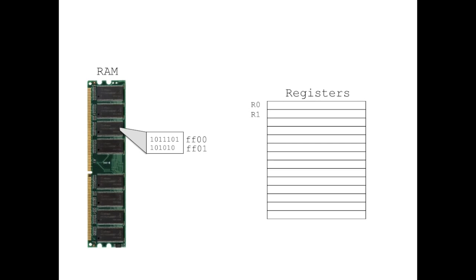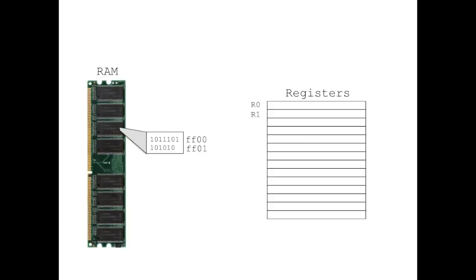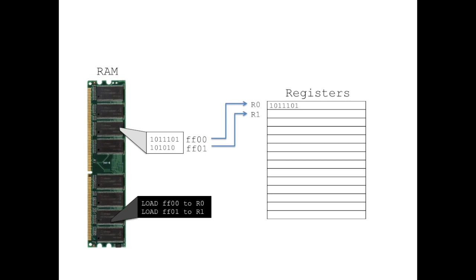So ultimately, to add the numbers, we need them in the registers, right? How would we do that? Let's see if you know. Question 5. How do we tell the computer to move the numbers from RAM to the registers? The load instruction is how we do it. So we tell the computer to move the numbers from memory to the registers by two load instructions. So the 93 in FF00 goes to R0, and the 42 in FF01 goes to R1.